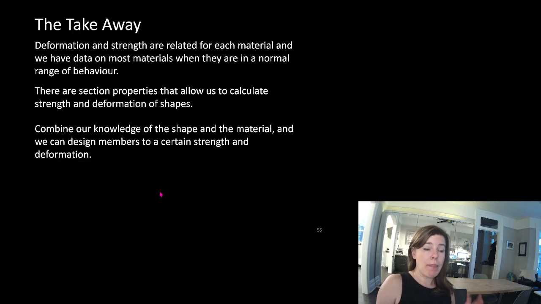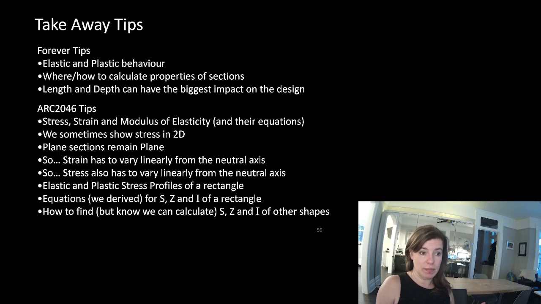So, a big takeaway, and I already put this in the slides: deformation and strength are related for each material, and we have data on most materials when they're in a normal range of behavior. There are section properties that allow us to calculate strength and deformation of shapes. We combine our knowledge of the shape and of the material we're using, and we can design members to a certain strength and deformation. Here are your takeaways.